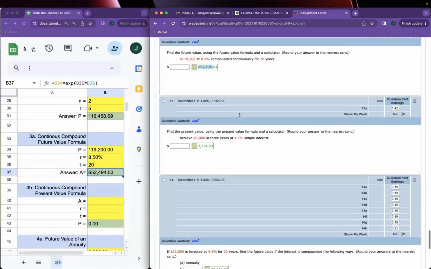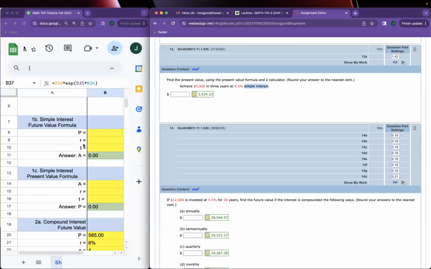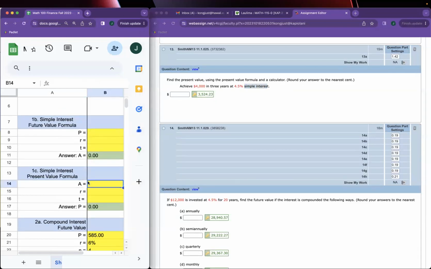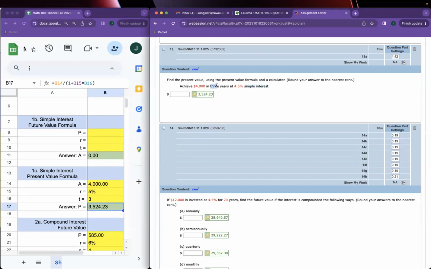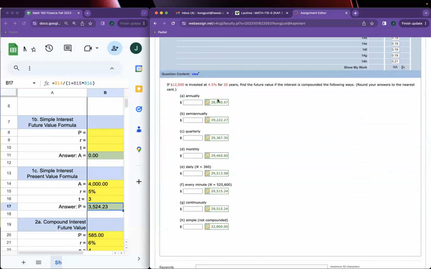All right, number 13. Find the present value using the present value formula and a calculator. And this time we have simple interest. So simple interest, present value means it's going to be 1C. A is 4,000. That's what we're targeting to get. 4.5%. And this is in 3 years. That 3 is right here. See, it says 3 years. So I should deposit $3,524.23.